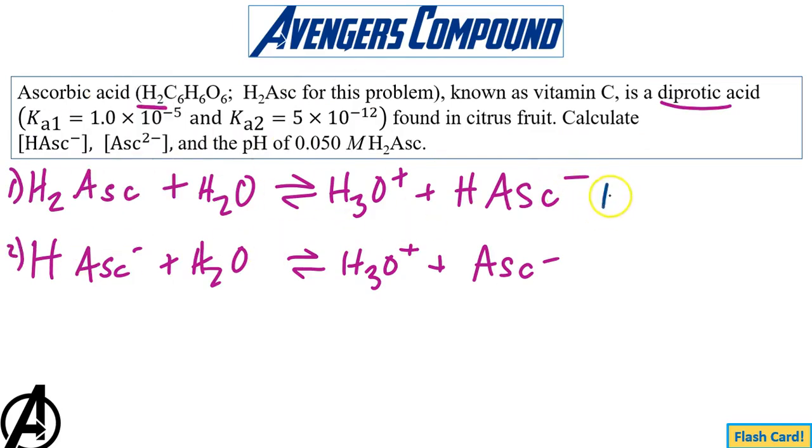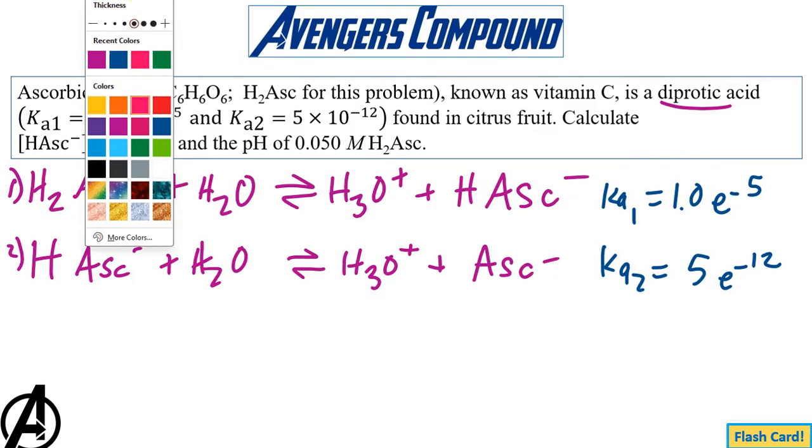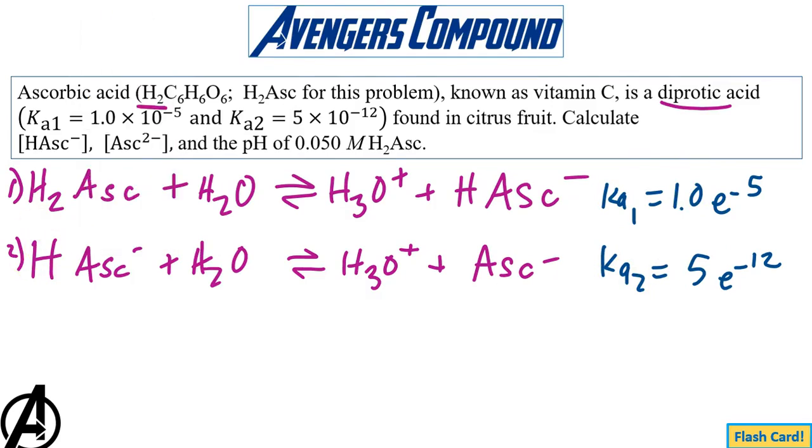So they said Ka1 is equal to 1.0 times 10 to the negative 5, and Ka2 is equal to 5 times 10 to the negative 12. So of course, Ka1 is much larger. That's the one we're going to focus on when it comes time for our RICE table. So what did I essentially do? We've been doing a couple of these problems already, right? So all I did was go ahead and write my balanced chemical equations and write down my Ka values. But what else do I need to do? I need to go ahead and write out my Ka expressions as well, because that's just going to make sure that I have everything in mind for Ka1 and Ka2.